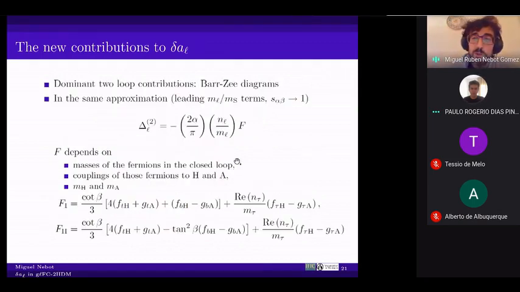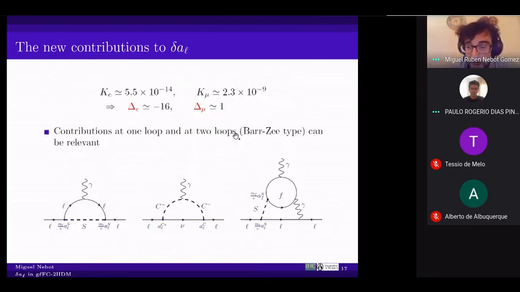But what happens with two loop contributions? Of course, I'm just in the same approximation, leading terms in the lepton mass and the alignment limit. Well, the two loop contributions have this generic structure in which the dependence on the lepton couplings now is linear, which is what we had here. And here it will be quadratic because you had it twice.